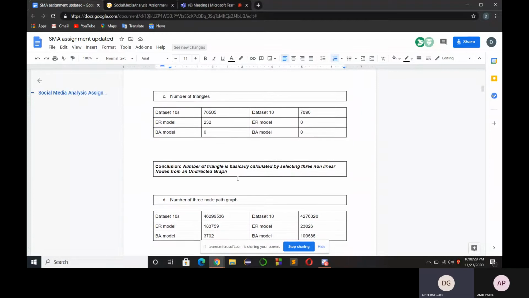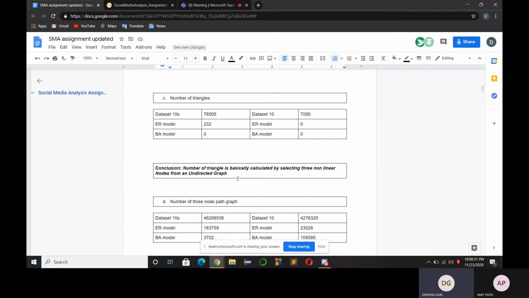Next is the number of triangles. The number of triangles is basically calculated by selecting three nodes from an undirected graph. For the data set, the number of triangles, calculated using permutation and combination of three nodes, that is, selecting any three nodes, is 76505. These are the total number of triangles formed in the data set. For the ER model it is 232, and no triangle was formed in the BA model.